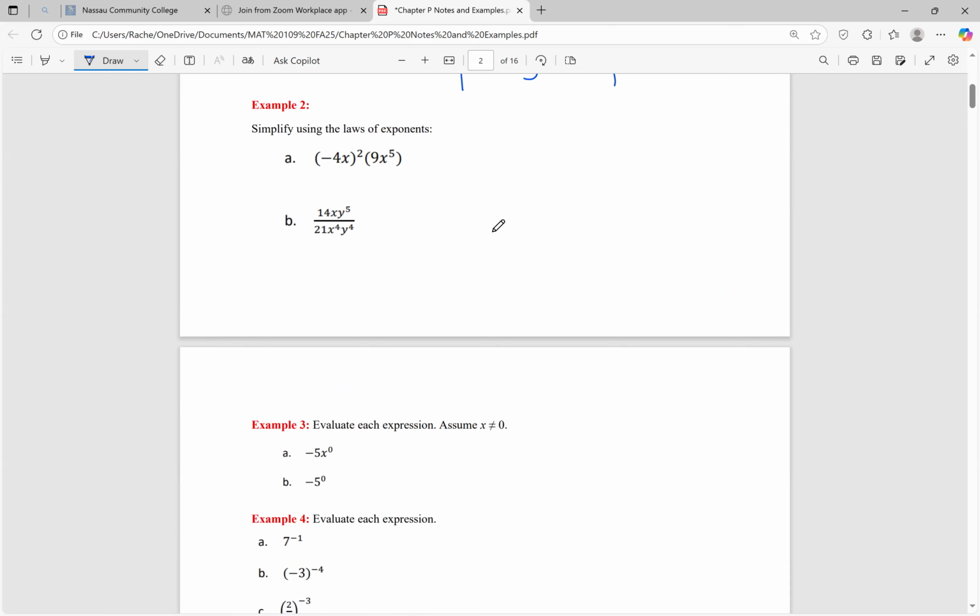So let's look at A. In part A, I have negative 4x squared times 9x to the 5th. Now you see this squared is on the outside of this expression. So what I'm going to do is take care of this exponent first. Before I can multiply these two expressions, I have to distribute the 2. So this is equal to negative 4 squared times x squared.